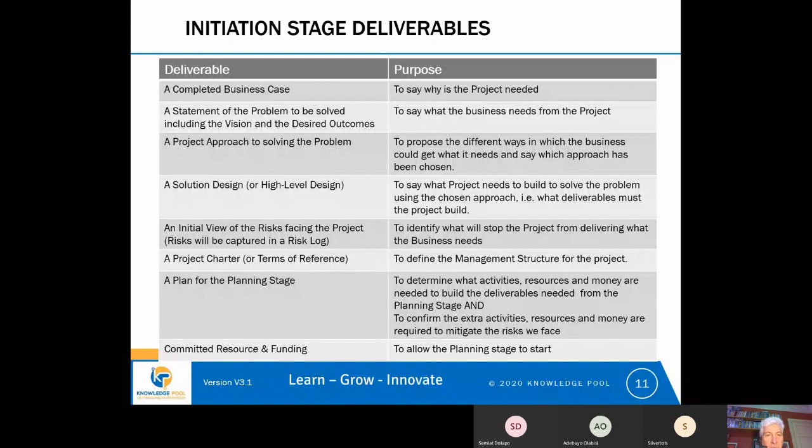So our first deliverable is a completed business case. And we mentioned last week that there's very often a startup period before the project actually gets going. So before the initiation stage, there is a period of startup. And in that startup, when the project is being conceived, a basic business case may be developed to justify why a project is needed. But it's during the initiation stage that we complete that business case.